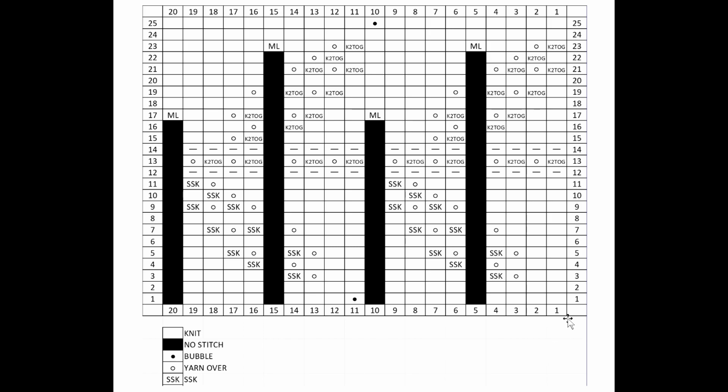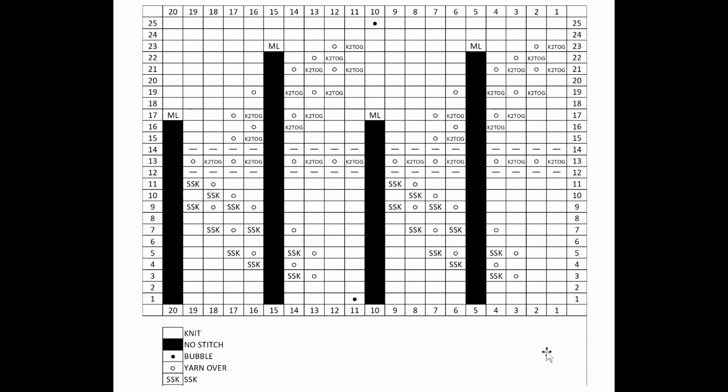So the stitch count is from 1 to 20. But I said start with a multiple of 16. Can you see these black sections? The black section is no stitch. Everything else, I wrote it down. If it's just a white blank, knit. Black dot, this one is the bubble. Circle is yarn over, stuff like that.